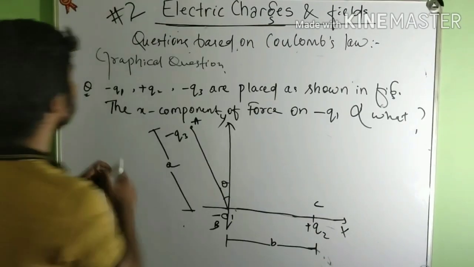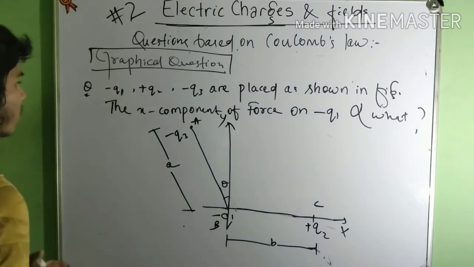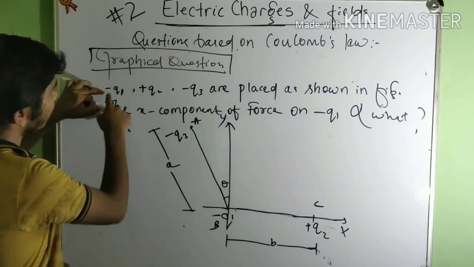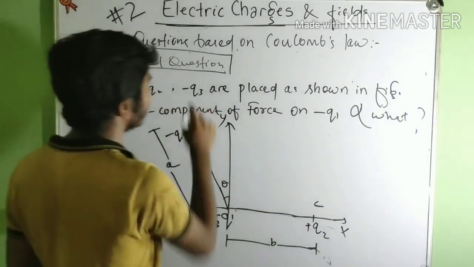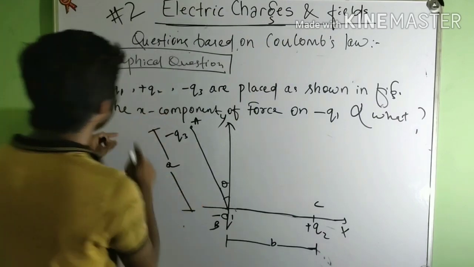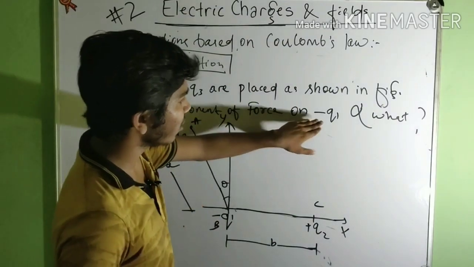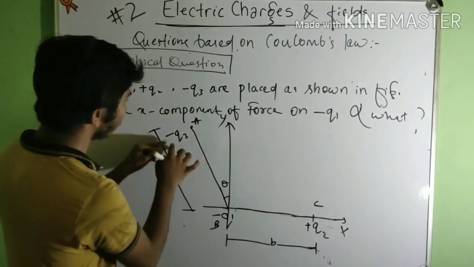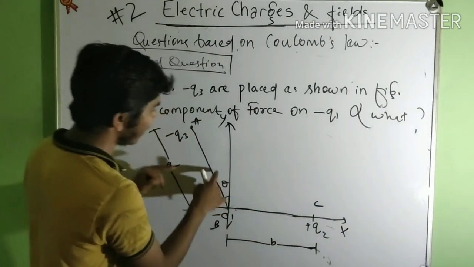Then this is a graphical type question. In this you have to put some mind. Here the question says that minus q1, plus q2, minus q3 are placed in the figure. What is the x component of force? Means on q1, the x component of force is directly proportional to whom? Minus q3 is here, minus q1 is here, plus q2 is here, and this is angle theta.